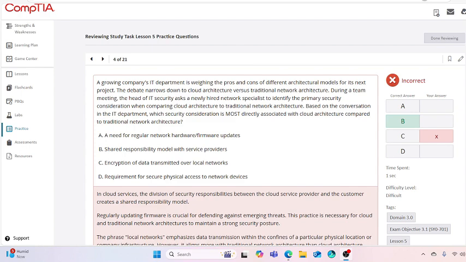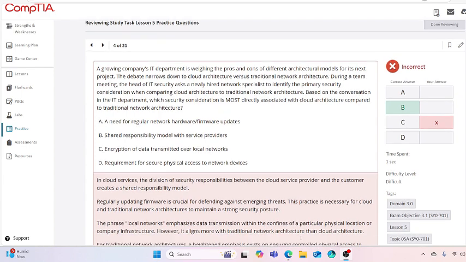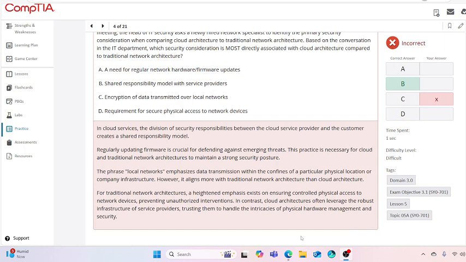Shared responsibility model with service providers. In cloud services, the division of security responsibilities between the cloud service provider and the customer creates a shared responsibility model.